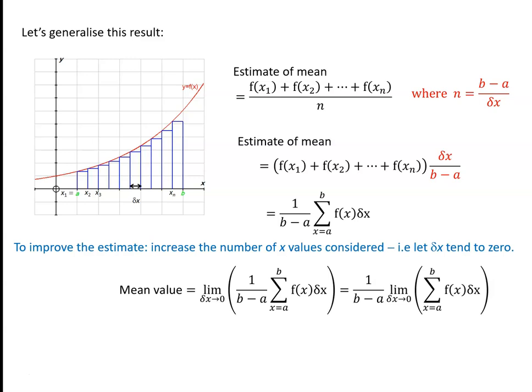The 1 over b minus a is a constant, so that can be pulled outside the limit. So we've got 1 over b minus a times the limit as delta x tends to 0 of the sum of the f of x's times the delta x's. And a couple of videos ago we saw that this sort of limit is precisely an integral. So we've got the mean value is 1 over b minus a times by the integral between a and b of f of x dx. And that is the important result for this video.